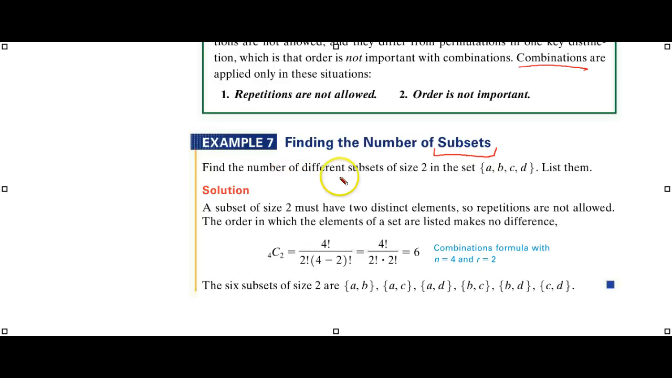So find the number of different subsets of the size 2 if there are 4 elements in the set, and then list them. So again, this is a subset. The key is combinations. There's our combination setup. We put it in the formula, we get 6. So notice we do not have repetitions here, and all of these are different.